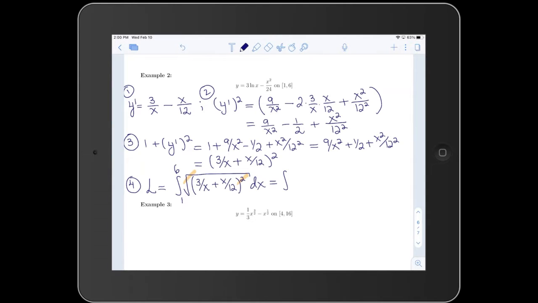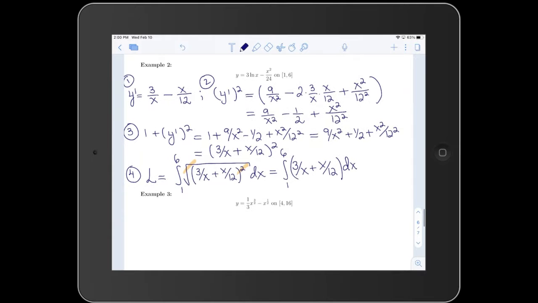We get the integral. We go from 1 to 6. What do we get here? This is 3 over x plus x over 12 dx. Okay. The antiderivative of this is easy to compute, so this would be 3 natural log of x. I don't need absolute value because we're on the positive values for x, right? From 1 to 6, everything is positive. Plus, what's the antiderivative here? This would be x squared over 24. We evaluate this from 1 to 6.